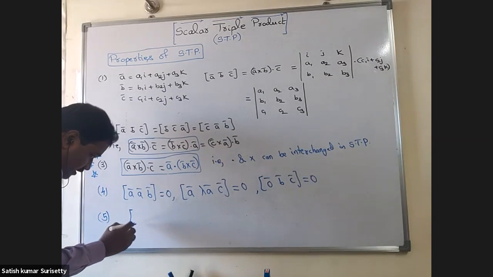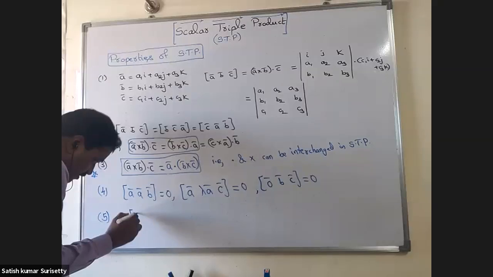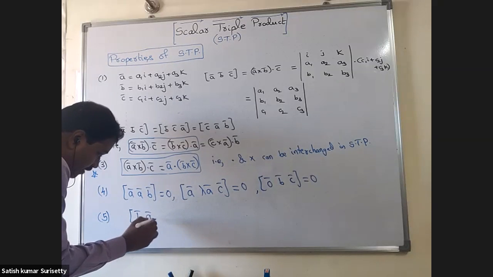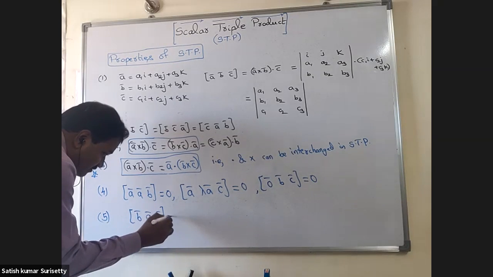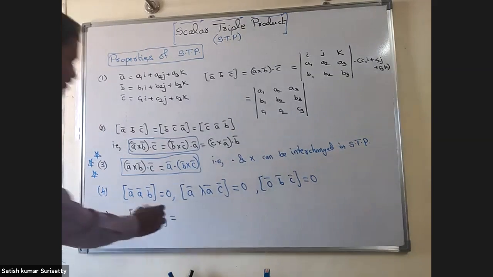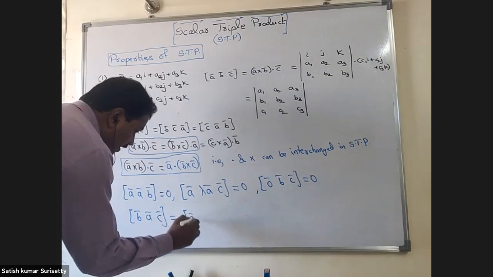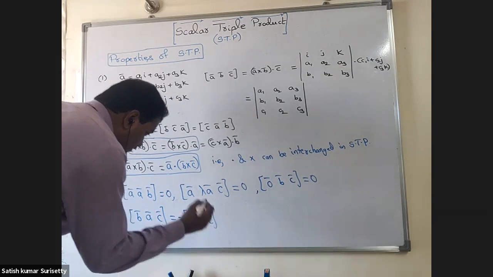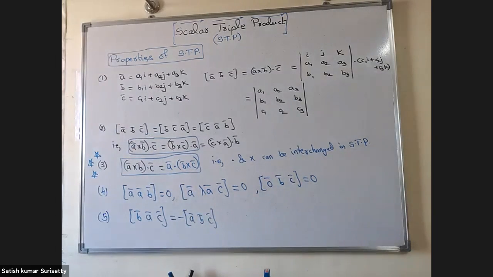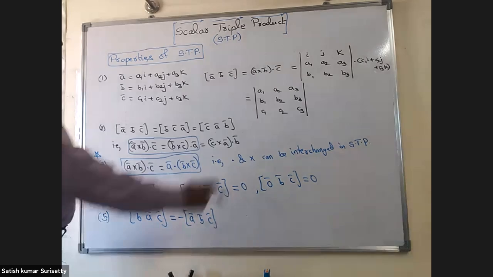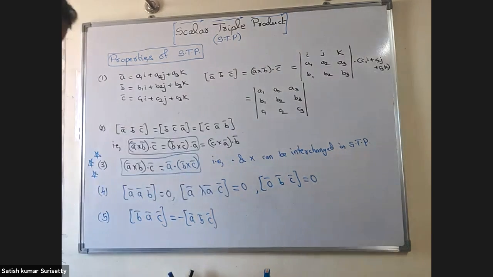The scalar triple product of B bar, A bar, C bar equals minus the scalar triple product of A bar, B bar, C bar. That is, if you interchange any two rows, the determinant value changes its sign, but the magnitude will be the same.